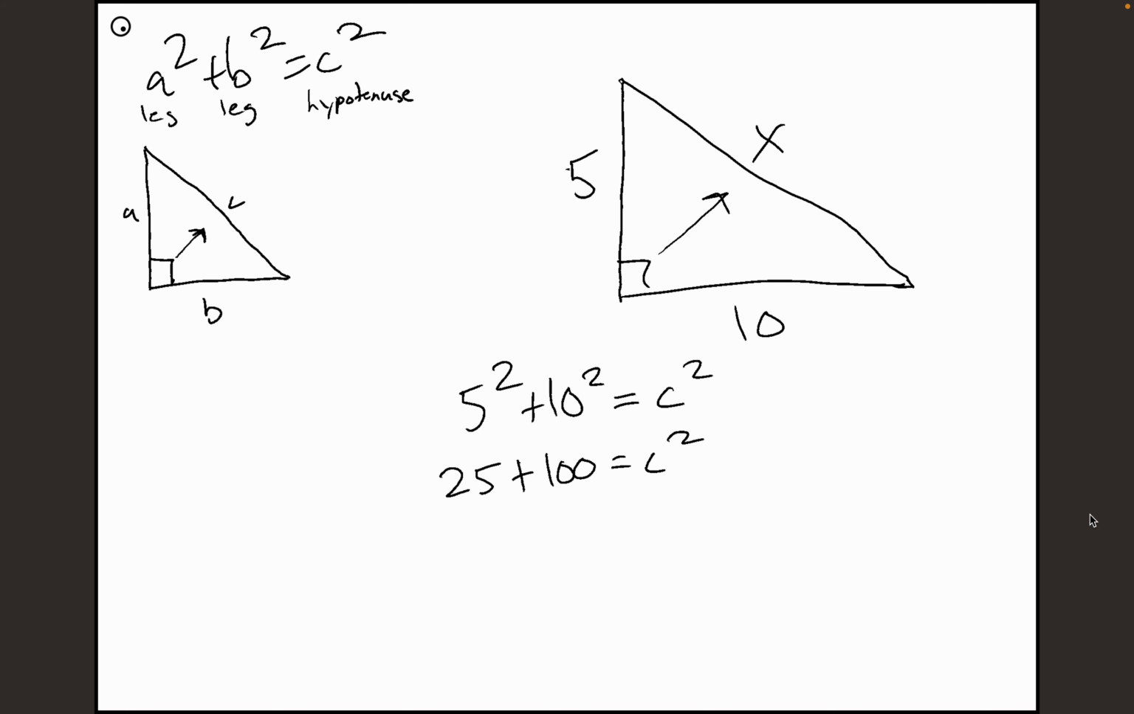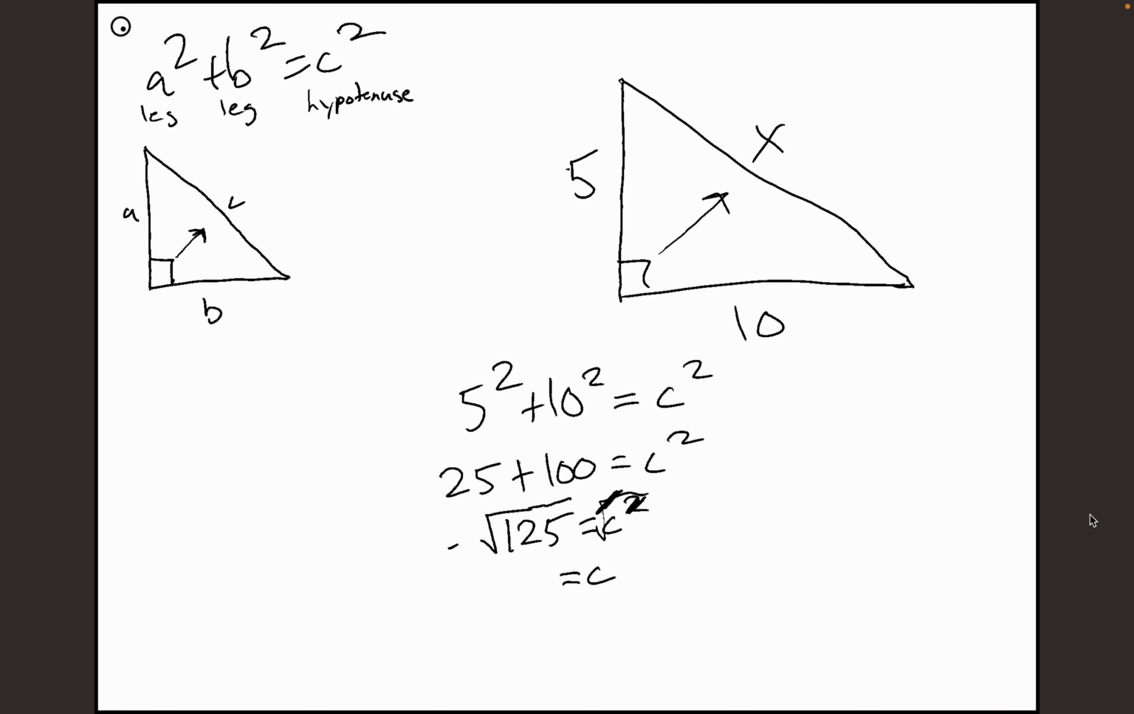Now I need to combine my like terms and add the numbers. 25 plus 100 is 125 equals c squared. Since we need to find c, and it is c squared right now, we need to square root both sides to get rid of that squared. The square cancels out, and so does the square root. Typically we would put the square root of 125 in our calculator to get the decimal. But this time we need to simplify in the nearest radical form.